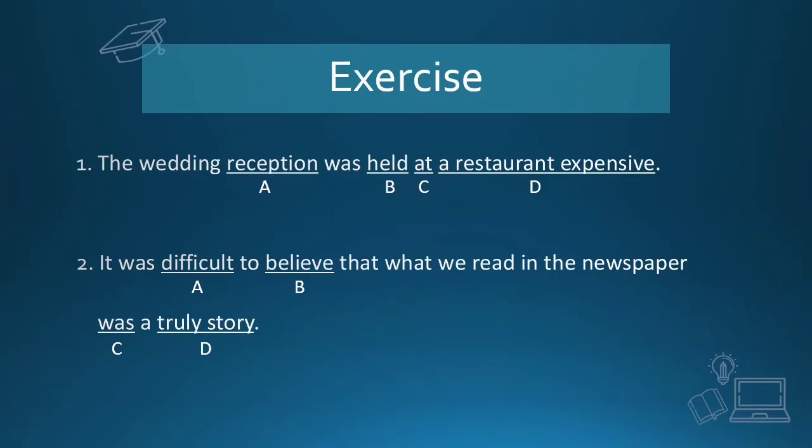The answer is D. A restaurant expensive. Karena urutannya terbalik. A restaurant is a noun, expensive is an adjective. Seharusnya adjektif terlebih dahulu, kemudian noun, an expensive restaurant. So, the correct sentence is, the wedding reception was held at an expensive restaurant.